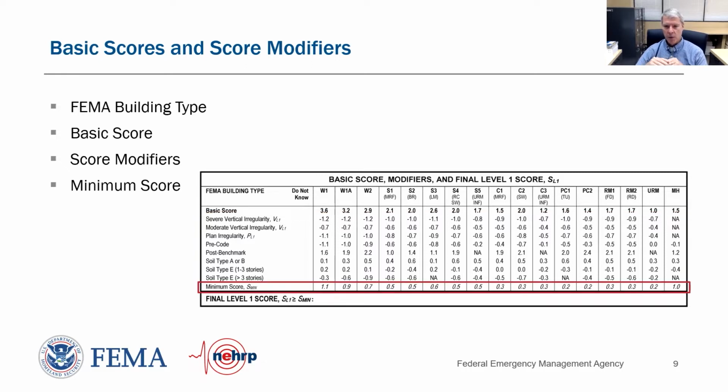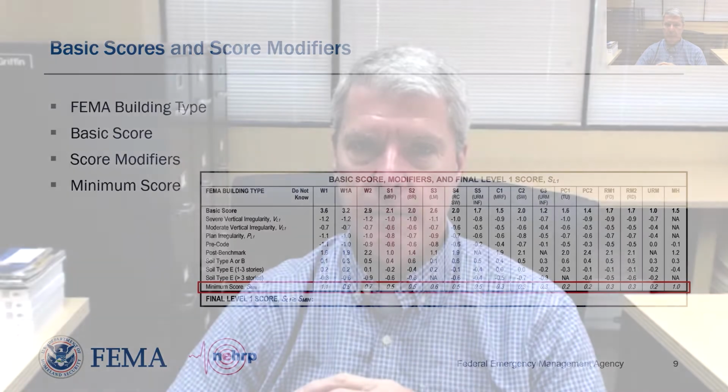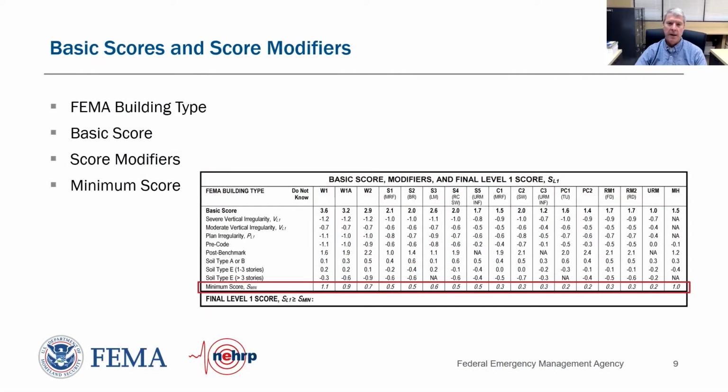The next row or line is called minimum score, or SMIN. This is the minimum score for each building type in a high seismic environment, to where we can't possibly get a score lower than SMIN. And I always like to call this the all sins score. If I have everything bad in my modifiers for any particular building type, I just can't get any lower score than this.